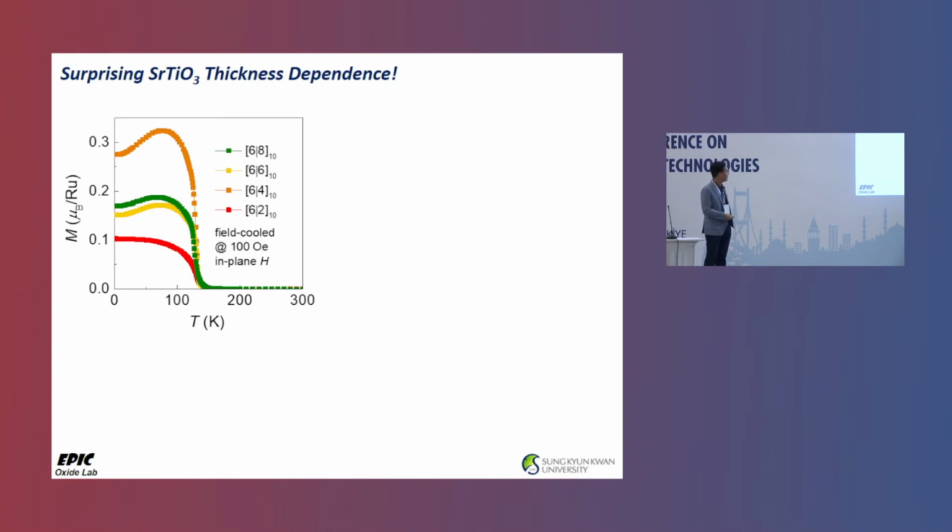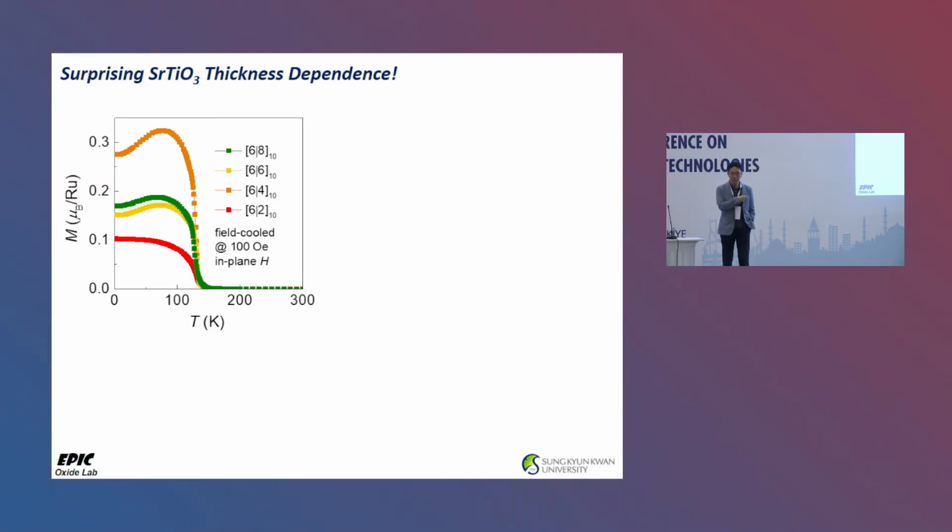And furthermore, if you look into the STO thickness dependence, so you fix the SRO thickness and change the STO thickness, so you change the separation between the layers, then you see some kind of oscillation-like behavior. So if you follow this lowest temperature magnetization, this is 6.2, 6.4 goes up, 6.6 goes down, but 6.8 goes up again. So this was kind of a puzzle to us at the first time.